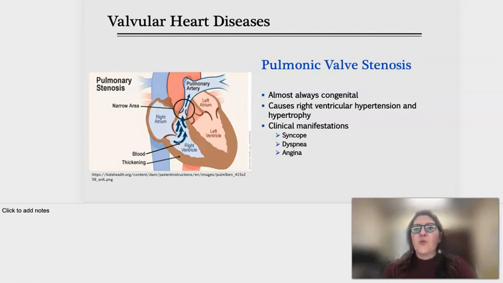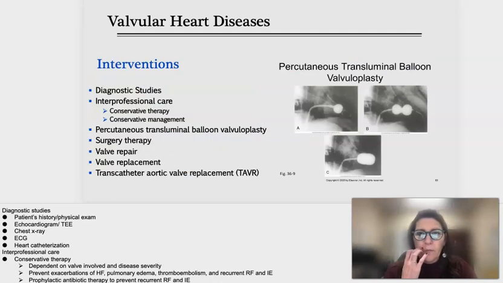It causes right ventricular hypertension and hypertrophy, and people might have dizziness, difficulty breathing, and chest pain from this valve problem. There are so many valve diseases, lots of valve problems. You'll hear about people going in to have their valve replaced. There's a lot of problems with the heart valves. A percutaneous transluminal balloon valvuloplasty, that's something that can be done. I know that's a big old word, but that's what it is.